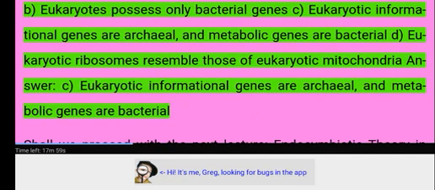B, eukaryotes possess only bacterial genes. C, eukaryotic informational genes are archaeal, and metabolic genes are bacterial. D, eukaryotic ribosomes resemble those of eukaryotic mitochondria. Answer: C, eukaryotic informational genes are archaeal, and metabolic genes are bacterial.